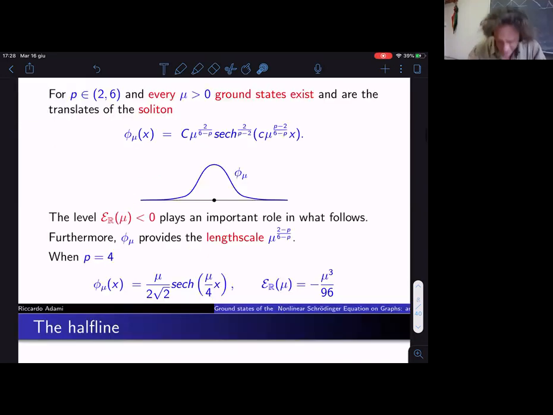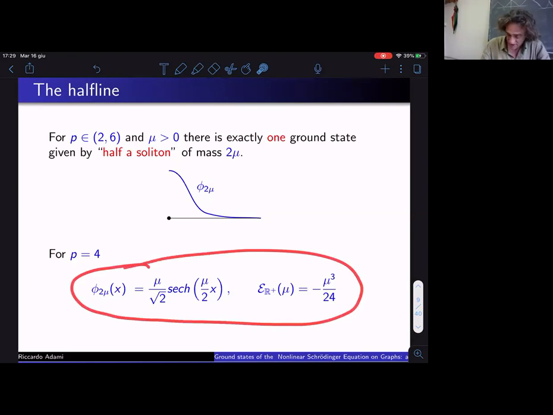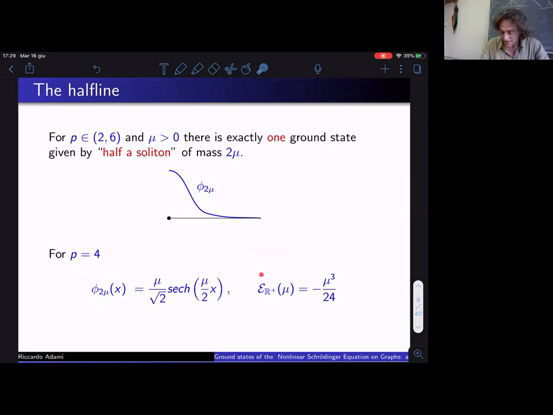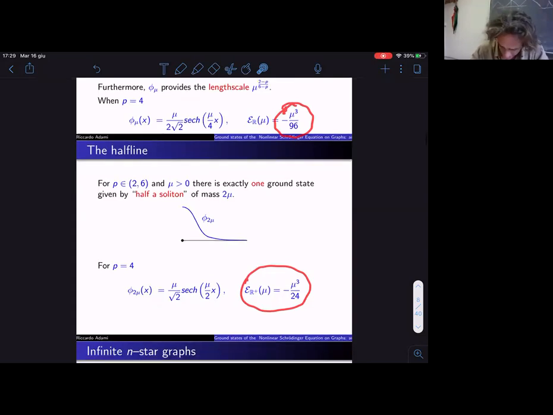Then after the real line, the second simplest graph is the half line. Here we have only one half line, and ground states are half solitons. You take a soliton of mass 2 mu and you cut it in two, and you have a half soliton, which is the minimizer. And for p equal to 4, of course, you can write it down explicitly. But now notice that the energy is minus mu cube over 24, which is better than minus mu cube over 96, which is lower. In this sense, from the point of view of lowering the energy, the half line is better than the full line.